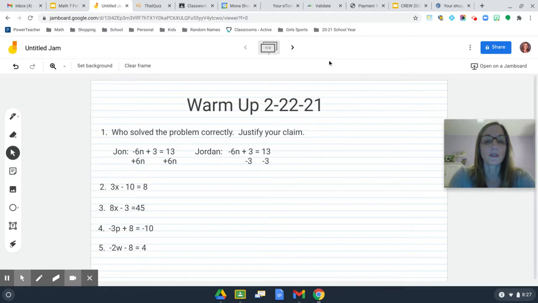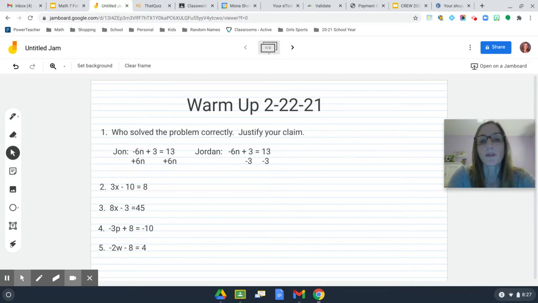Okay, so today's warm up, you have 5 questions, and they all have to do with two steps. They're definitely problems that we've talked about throughout last week. And so the first one should look fairly familiar. You're going to tell me which student is starting to solve the two-step equation correctly and starting to isolate that variable and solve for n.